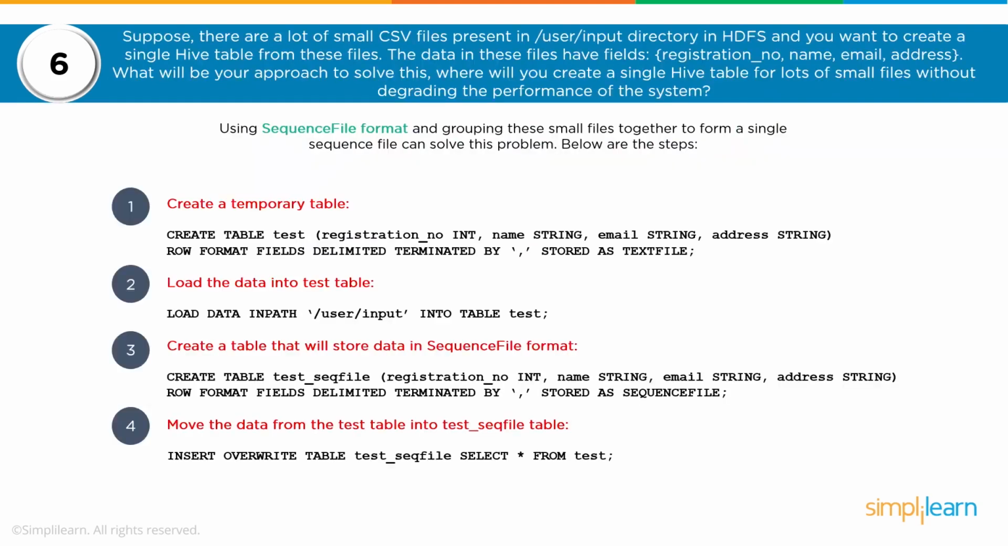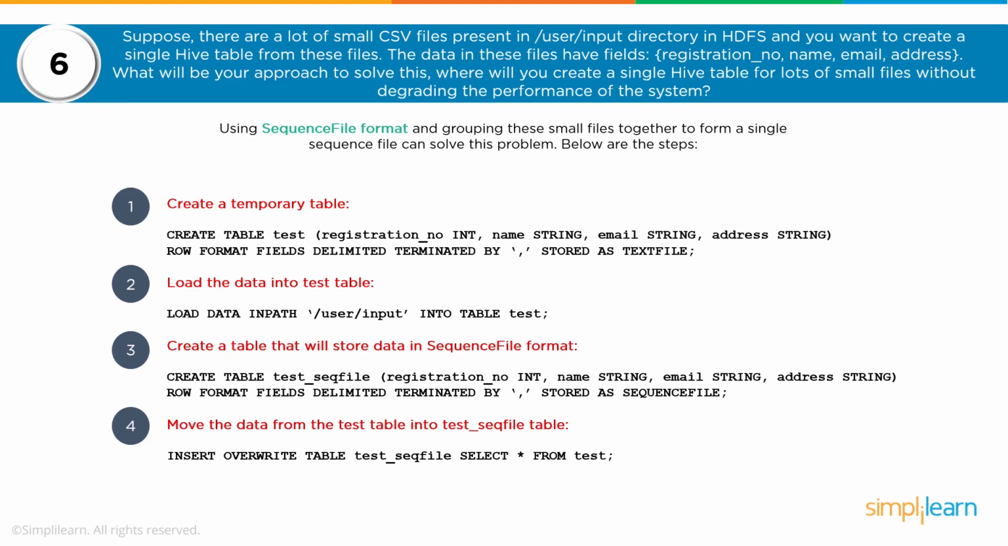So let's look at that. You can think about sequence file format, which is basically a smart format or a binary format, and you can group these small files together to form a sequence file. Now this could be one other smarter approach. So we could create a temporary table. So we could say create table, give a table name, give the column names and their data types. We could specify the delimiters as it shows here, that is row format, and fields terminated by, and finally we can store that as text file.